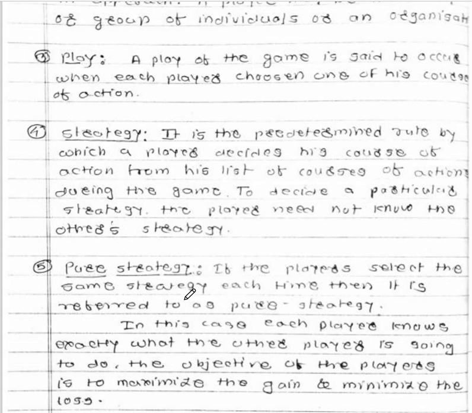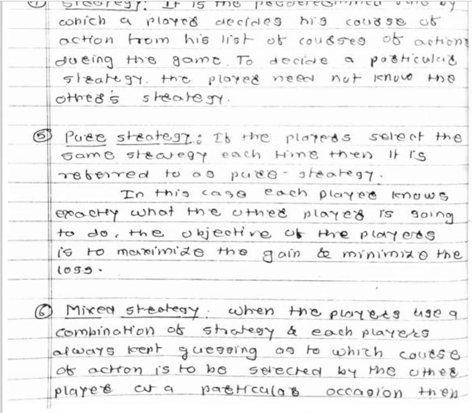The first strategy is the pure strategy. What is the pure strategy? If the player selects the same strategy again and again, then that strategy is called a pure strategy. Suppose one player is using the same technique and same action many times. That technique is called a pure strategy. In this case, each player knows exactly what the other player is going to do. The objective of the players is to maximize the gain and minimize the loss.